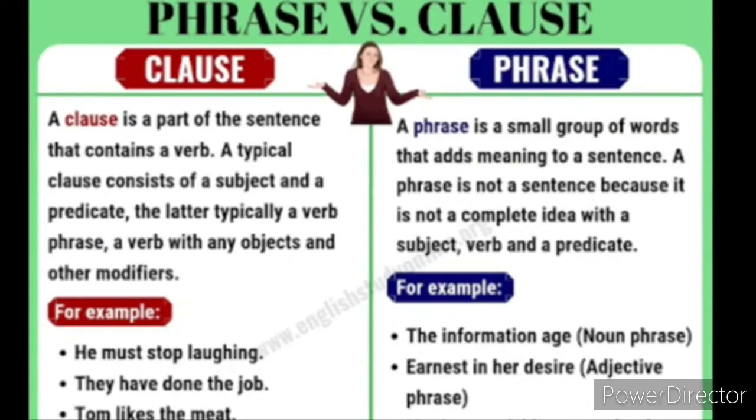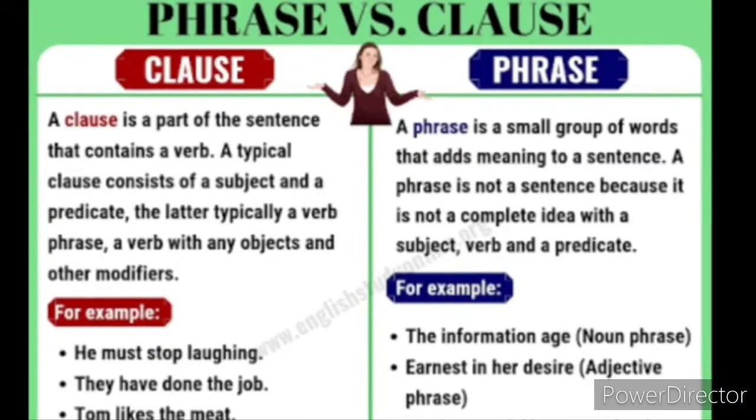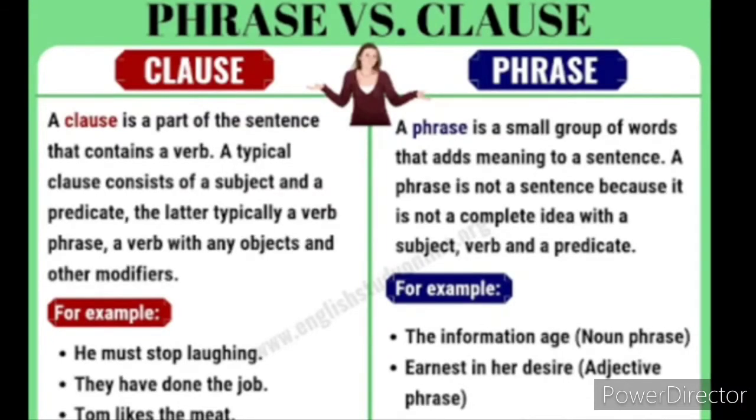Let's see about phrase. A phrase is a small group of words that adds meaning to the sentence. Okay, and the phrase is not a sentence. So be clear, children. Phrase is not a sentence because it won't give complete meaning with subject, verb and predicate. So in phrase, children, we couldn't see the subject, verb and predicate and it will not give complete meaning also. That is known as phrase.